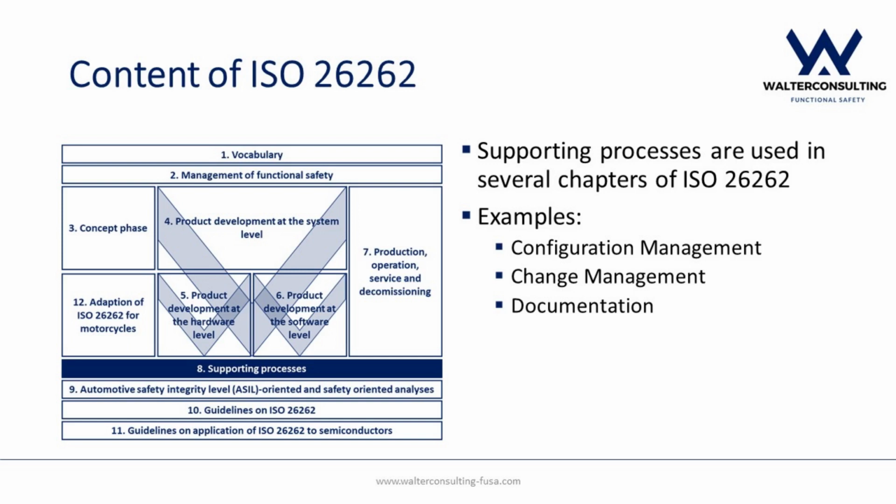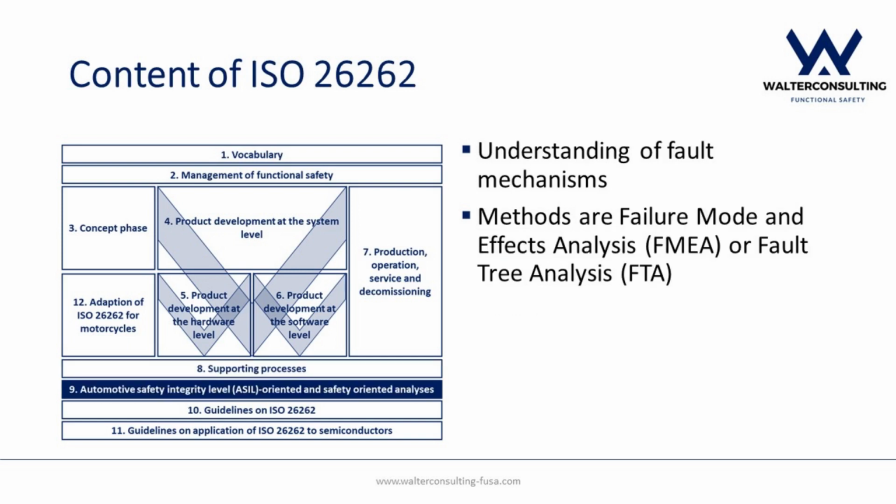Chapter 8 is supporting processes. Supporting processes are used in several chapters of the standard to support the development. Examples are the configuration management, change management, or documentation. Chapter 9 describes ASIL-oriented and safety-oriented analysis. Examples are the failure mode and effects analysis or the fault tree analysis. These methods are used or recommended in several chapters of the standard.